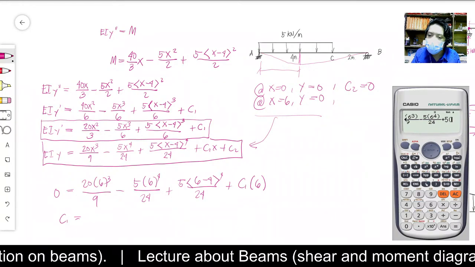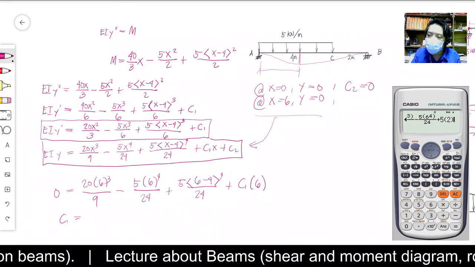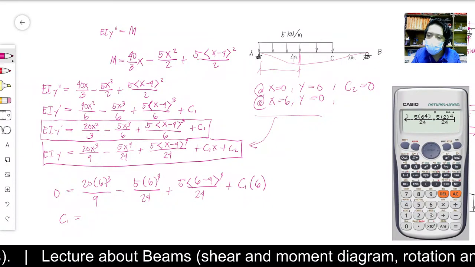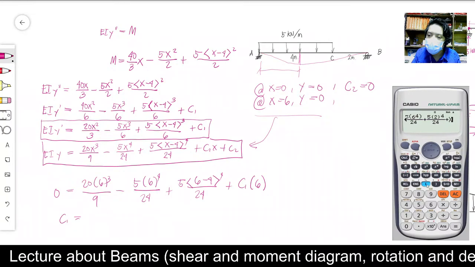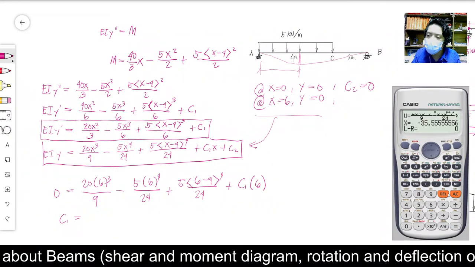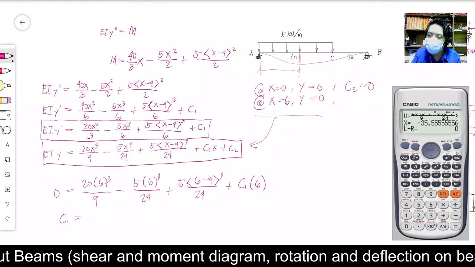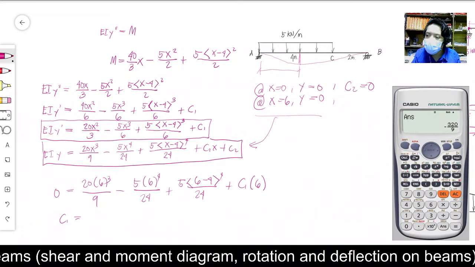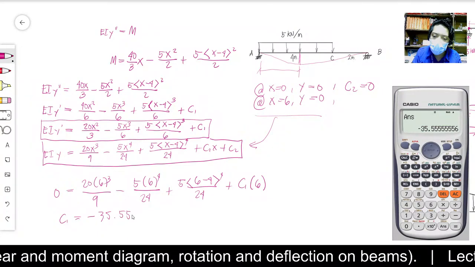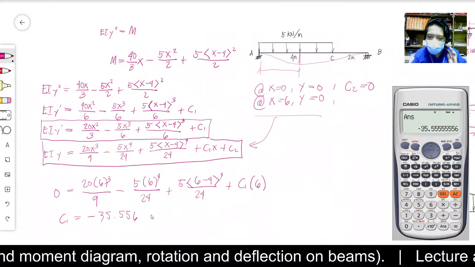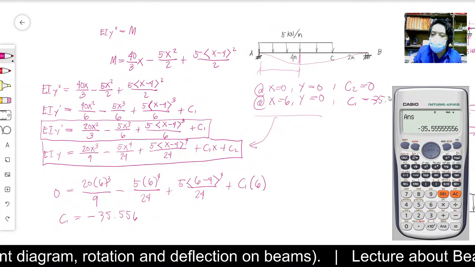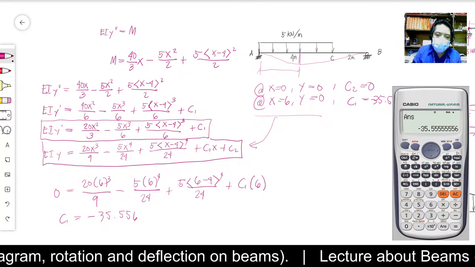Plus 5 times the quantity 6 minus 4, that is 2, raised to 4 over 24, plus C1 times 6. Okay, solving for the value of C1, the value of C1 is negative 35.556. Something like that. Okay, that's the value of C1.